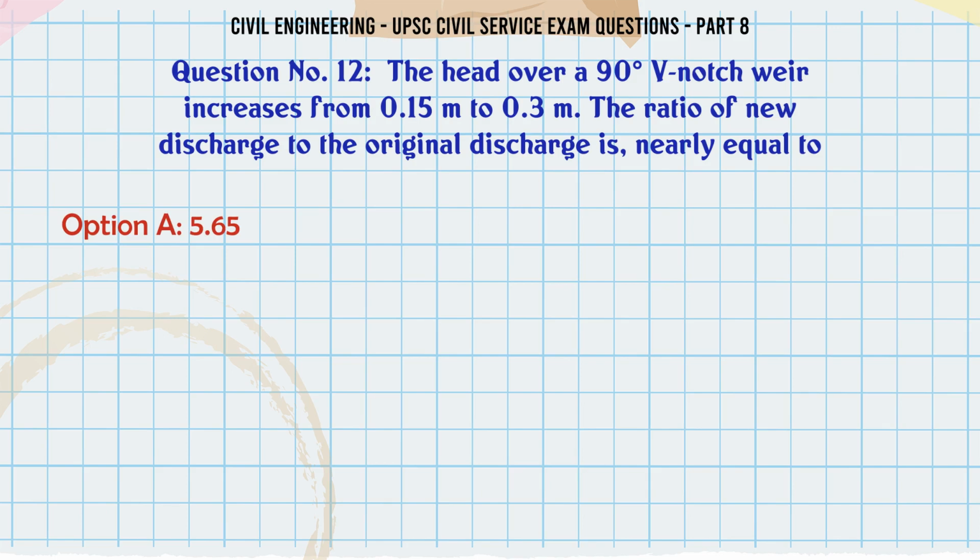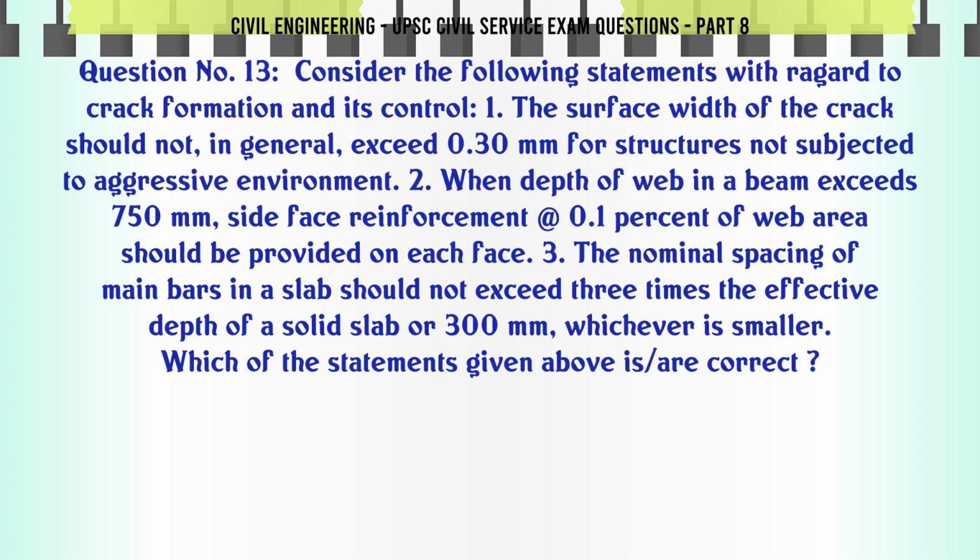The head over a 90° V notch weir increases from 0.15 m to 0.3 m. The ratio of new discharge to the original discharge is nearly equal to A. 5.65, B. 1.42, C. 4.0, D. 2.62. The correct answer is 5.65.